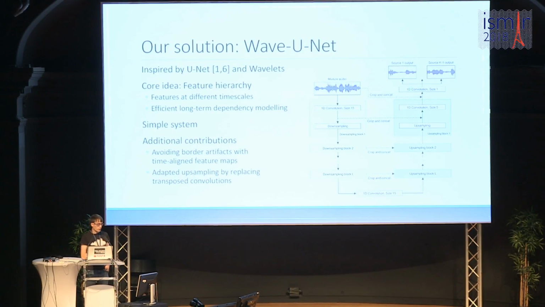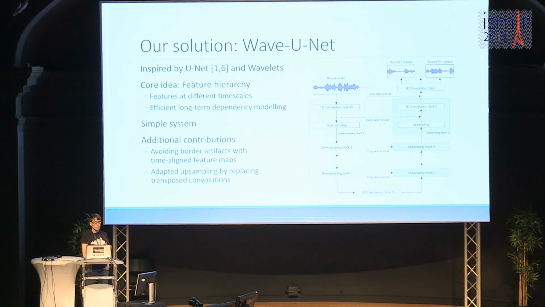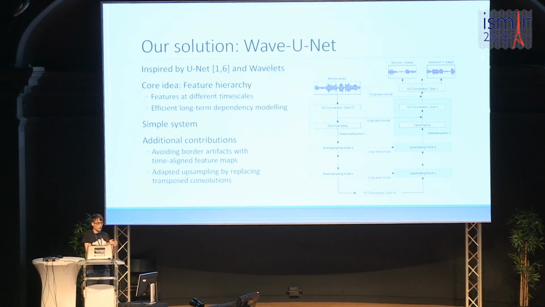Our solution to that is the Wave-U-Net. It is inspired, obviously, by the U-Net, as you can see in its name, and also by wavelet multi-rate analysis. The core idea is to compute a feature hierarchy, meaning we compute features at different timescales by repeatedly convolving over the current features and downsampling them. This allows us to efficiently do long-term dependency modeling, since we can use the features on the coarser timescales. It's a very simple system to implement, since we also don't need any input or output pre or post processing. We also make further additional contributions aimed at reducing artifacts in the output.